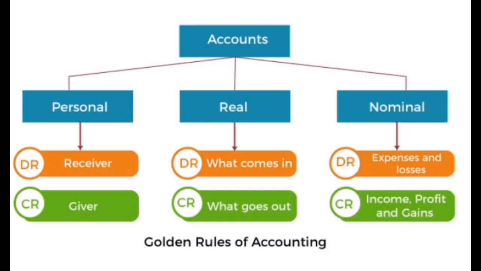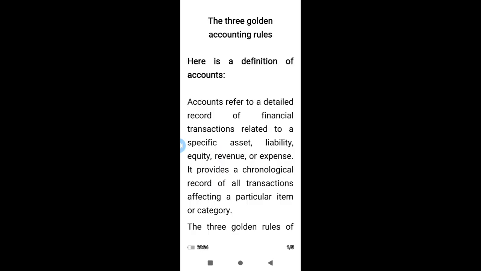Okay, let's dive into today's topic, the 3 golden accounting rules. These are the fundamentals of the double entry system. The double entry system states that in each given transaction, there must be a debit which corresponds to a credit. This is a debit of an account and a credit of an account. An account refers to the detailed records of a financial transaction.